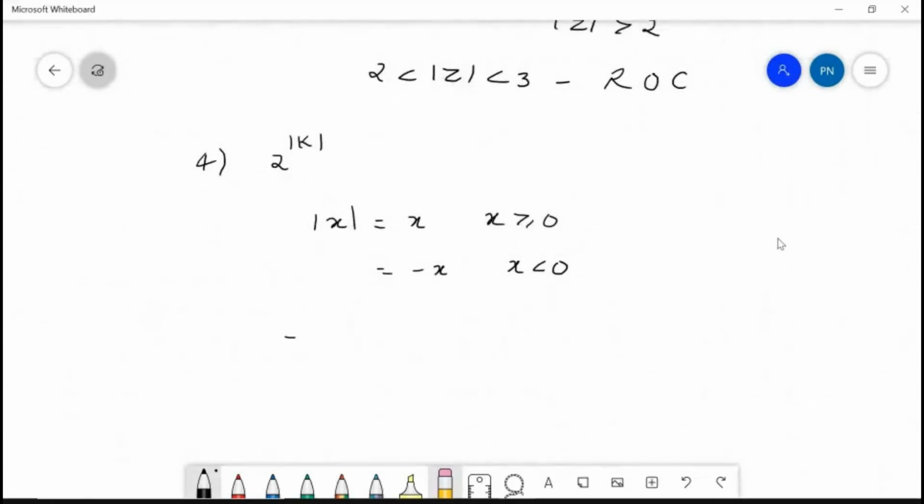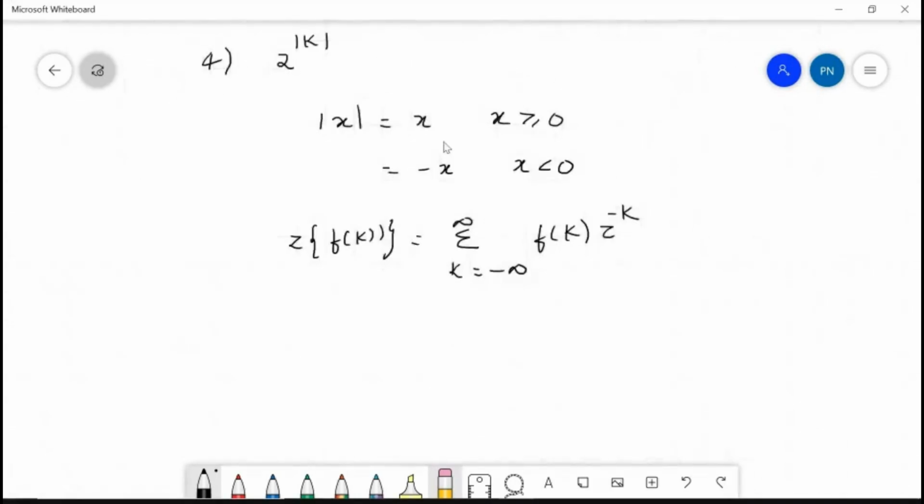So we have to calculate Z of f of k. That is equal to summation, k varying from minus infinity to plus infinity, f of k z raised to minus k. So we are having mod k. Since mod k is equal to x for x greater than or equal to 0 and minus x otherwise, we can write this the same as the previous one. k equal to minus infinity to minus 1, 2 raised to mod k will become 2 raised to minus k, z raised to minus k, plus summation k varying from 0 to infinity, 2 raised to k z raised to minus k.